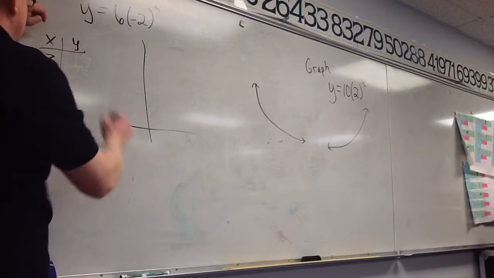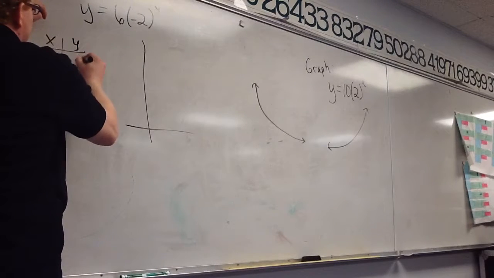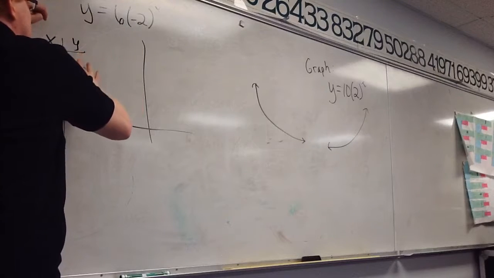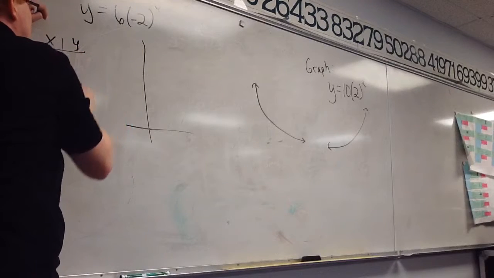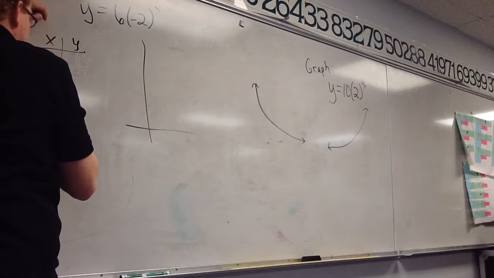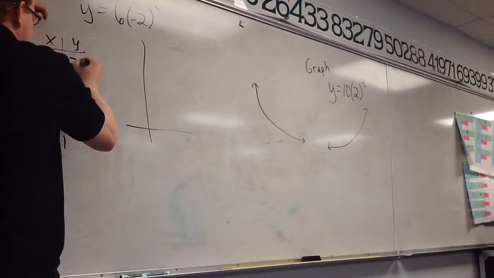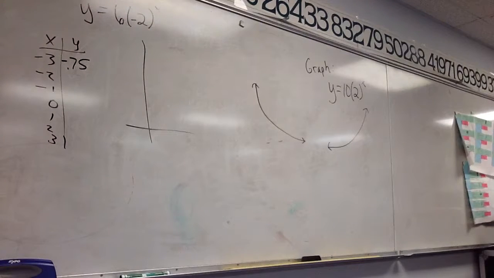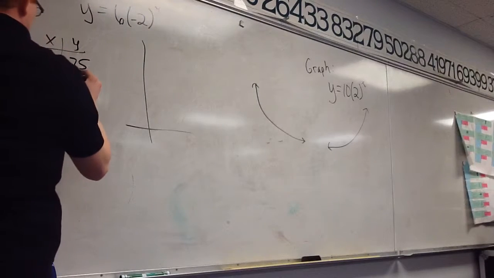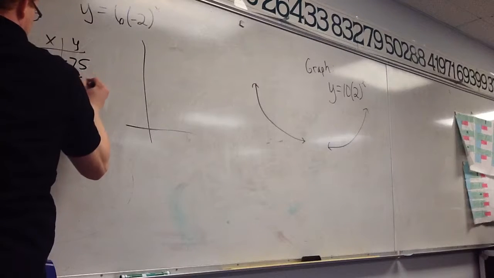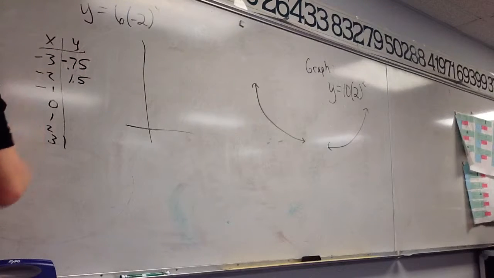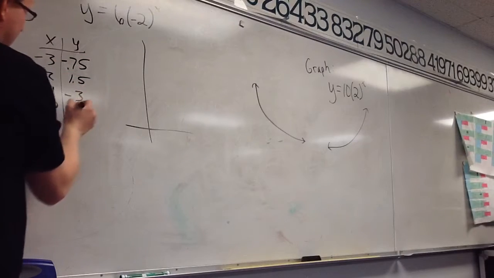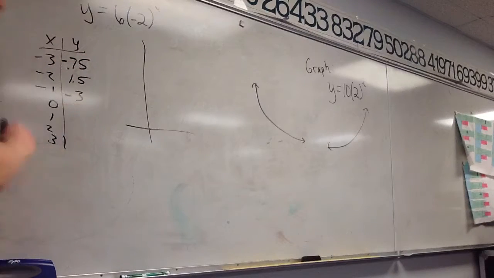It's -0.125. Wait, times 6 though. Negative 0.75. Then plug in -2. That's 1/4, so 6/4, which is 1.5. Plug in -1. You can check my work. -3. Plug in 0. You guys can do this one in your head.